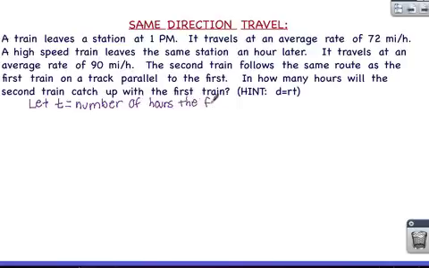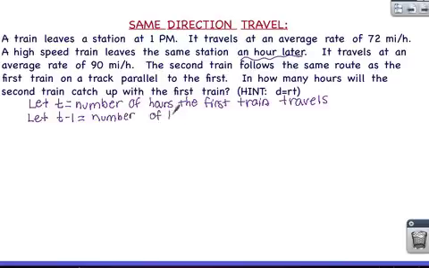the first train travels. Now, since the second train leaves the same station an hour later, we know that t minus 1 is the number of hours the second train travels.